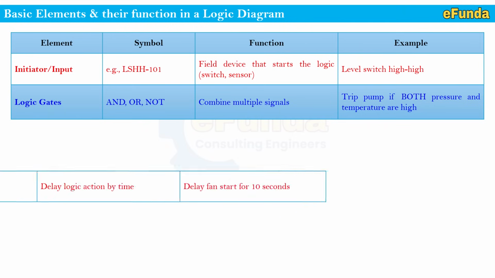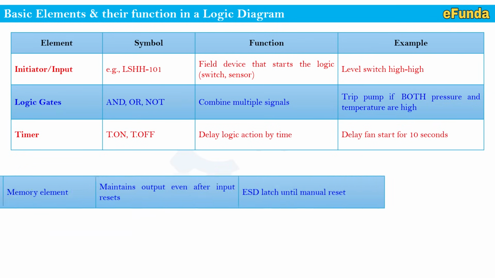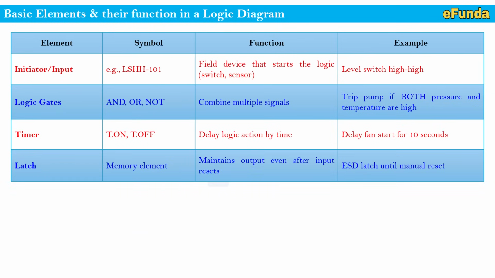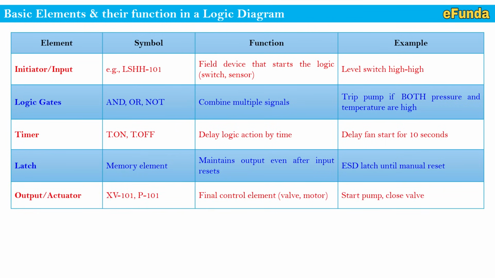Third, a timer, there is a T-on and T-off. Function: delay logic action by time. Example: delay fan start for 10 seconds. Latch, symbol memory element. Function: maintains output even after input resets. Example: ESD latch until manual reset is implemented. Output, that is an actuator, symbols XV-101, P-101. Function: final control element, valve and motor. Example: start pump, close valve.